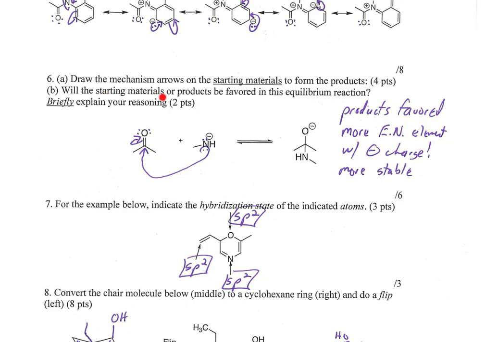All right, draw the mechanism arrows on the starting materials. So starting materials, left side, to form product. Will the starting material or products be favored in this equilibrium reaction? Briefly explain your reasoning. So if we're going to explain this, first you've got to know bonds broken, bonds formed. You could add in lone pairs, why not? It never hurts to do the things correctly.